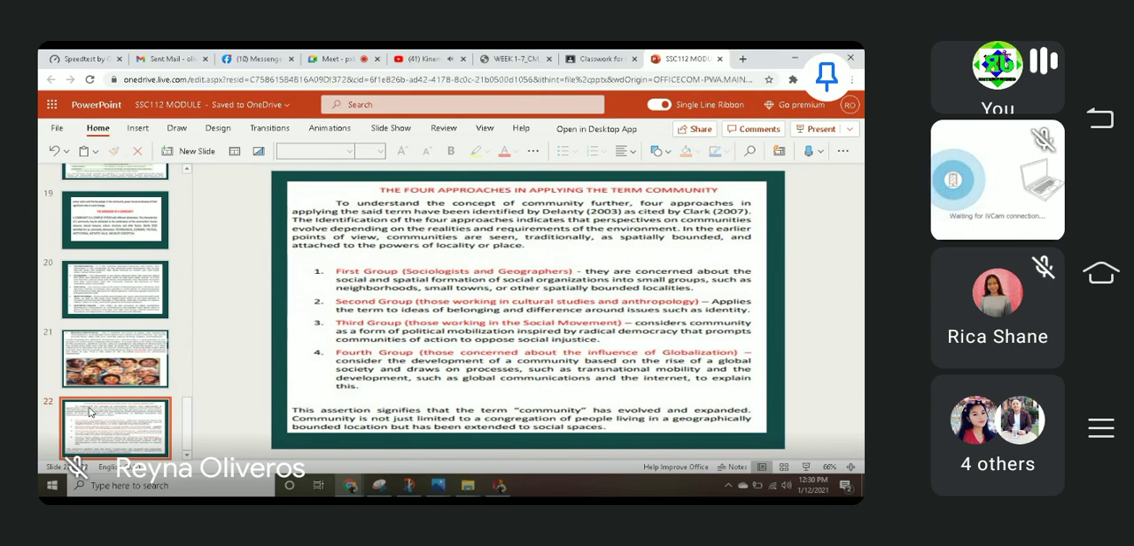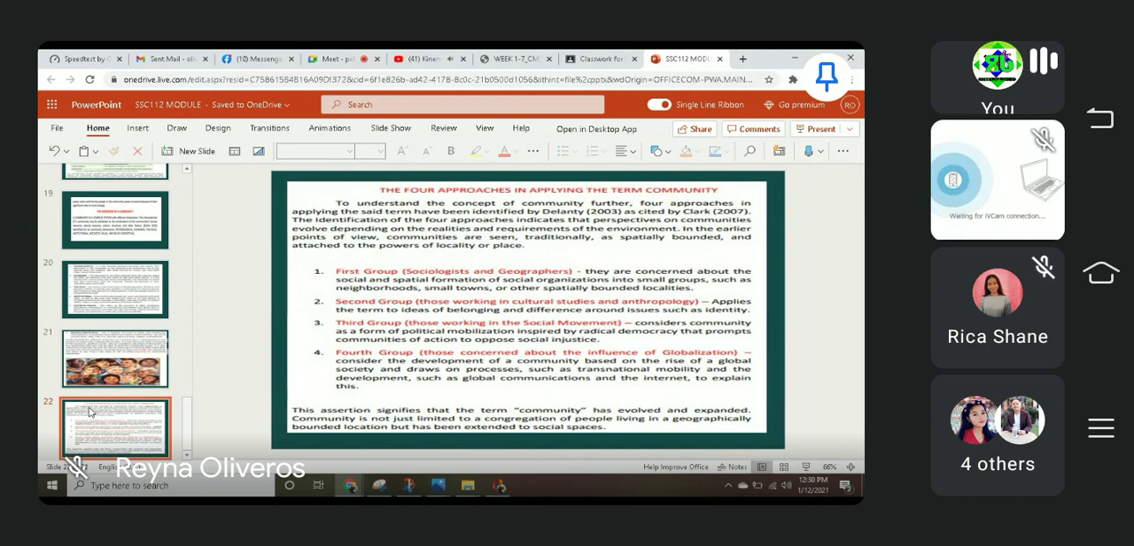Okay? Then number 3, the third group, sila naman yung mga working in social movements or the community workers. Okay? So, they are considered as a community as a form of political mobilization that is inspired by radical democracy that prompts communities of action to oppose social injustice.